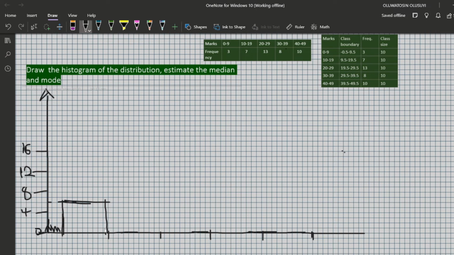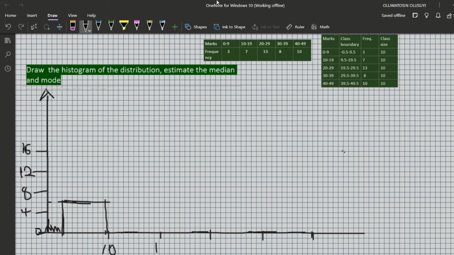That's my 9.5, to go to the center here. And I have the next one, 10 to 19, 9.5 to what? To 19.5. Okay, I've not calibrated this part. Let me write. This is my 10.